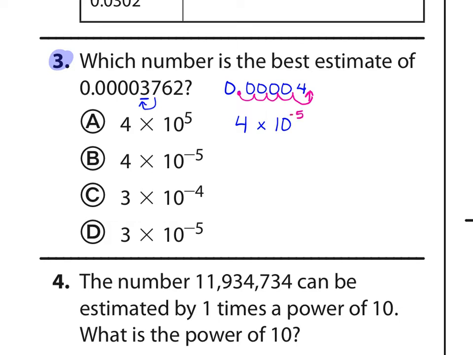But this is a small number, so it's going to have a negative exponent because it's going to be a number such as 0 point something. It's going to be less than 1. So that'll make it have a negative exponent. 4 times 10 to the negative 5th power. Answer choice B.